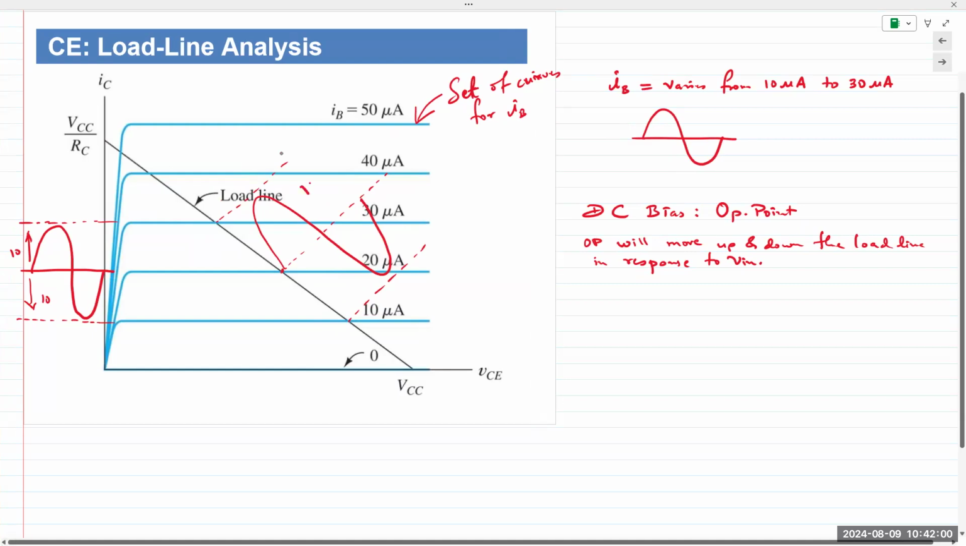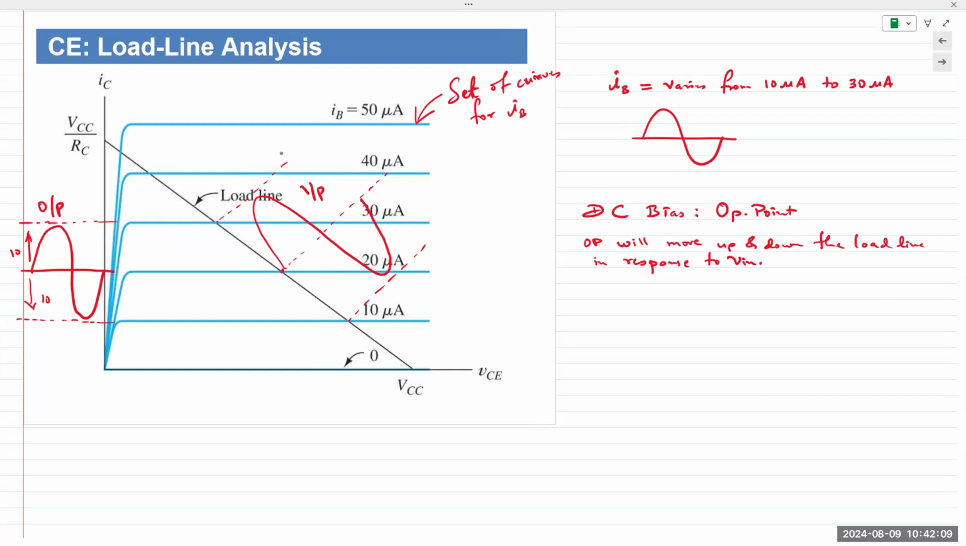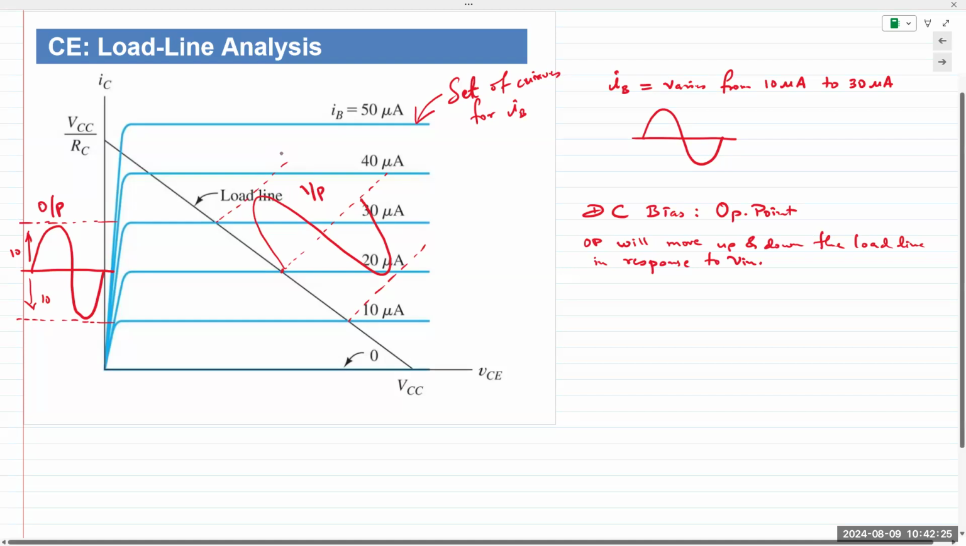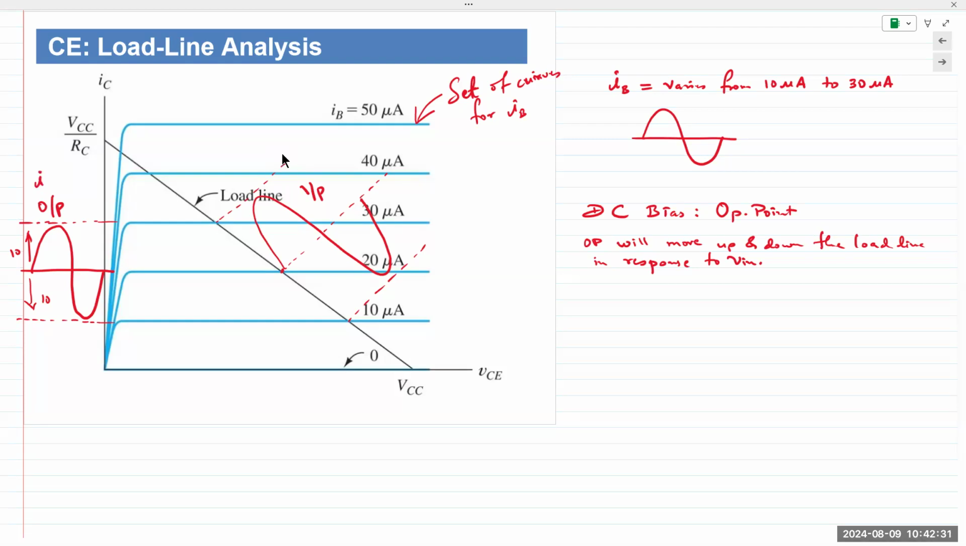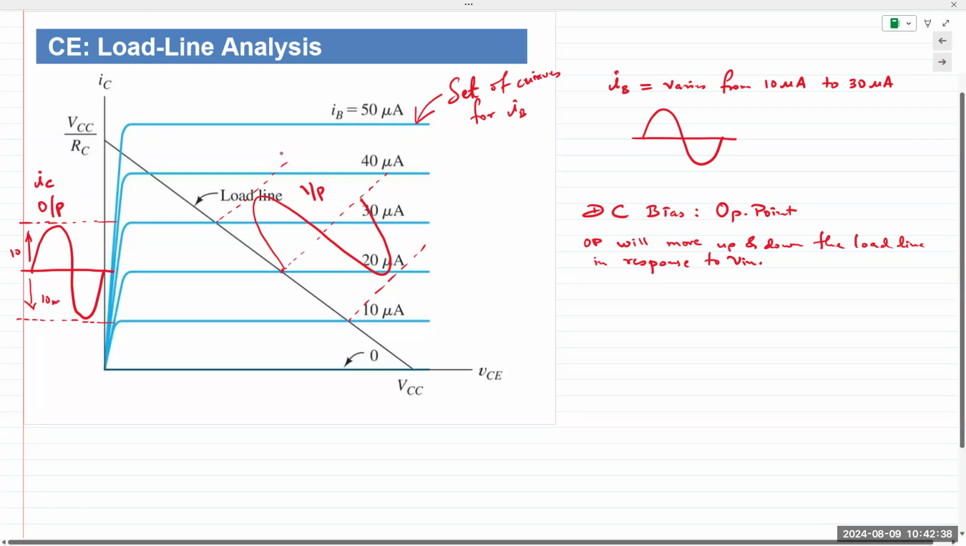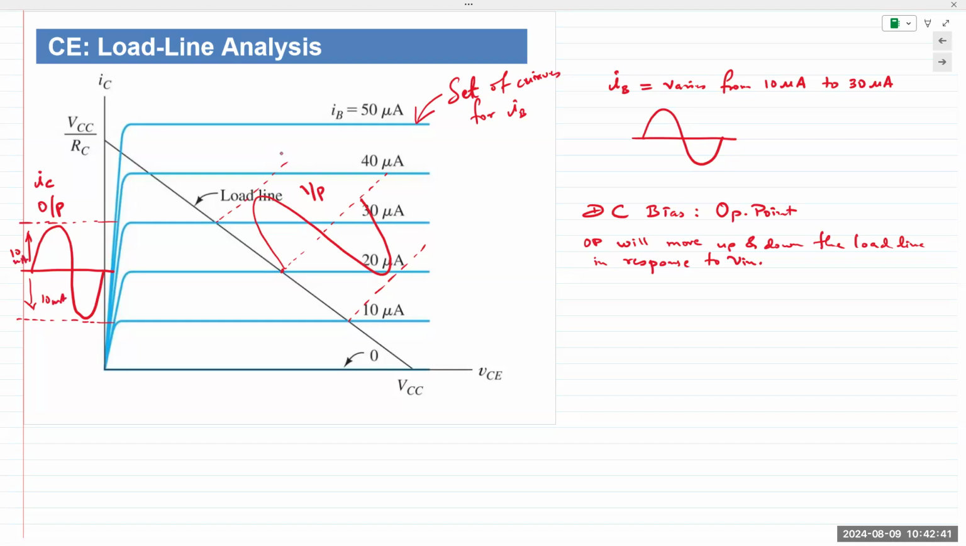This is the input signal. This is the output current. And then we'll see the output voltage. All right, any questions? Okay. So if this is the input current, the signal for IB, then if IB moves, correspondingly, this is IC. And IC would be about, let's say it's not given, but let's say 10 milliamps in both directions. But look at what happens to VCE.